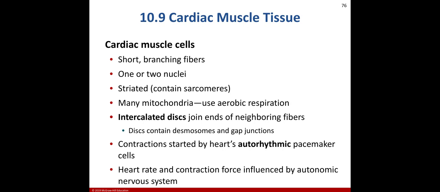They are short branching fibers. They have one or two nuclei. They are striated, or we say that they contain those sarcomeres. They have many mitochondria used in aerobic respiration. There's an area that we call intercalated discs that join the end of neighboring fibers. And these discs contain desmosomes and gap junctions.